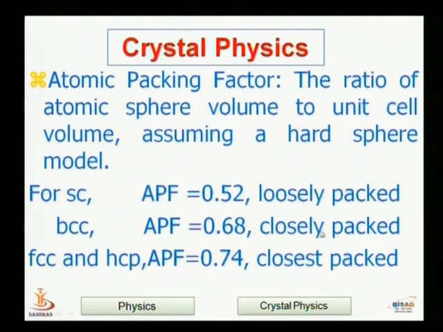So we can say that out of 100% volume available in the cell, 52% volume is occupied by atoms in the case of simple cubic. 68% volume is occupied by atoms in the BCC cell, while 74% volume is occupied by atoms in the FCC and HCP cell.